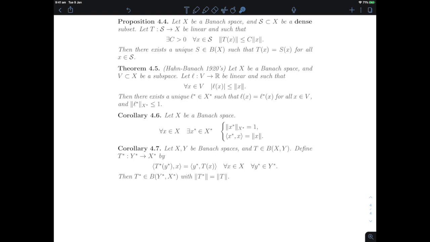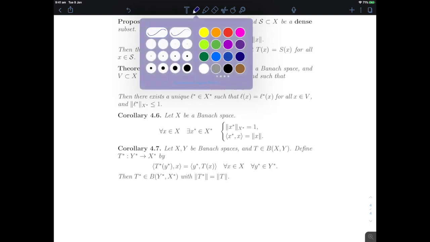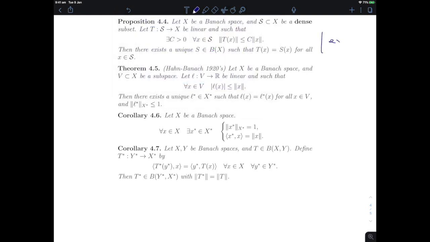So this theorem is telling you that when you have something defined on a dense subset, you can always find a unique continuous linear extension. And I'm going to leave the proof of that to you as an exercise. It's a very good exercise. It's elementary. It only uses Cauchy sequence and linearity techniques, no deep ideas.